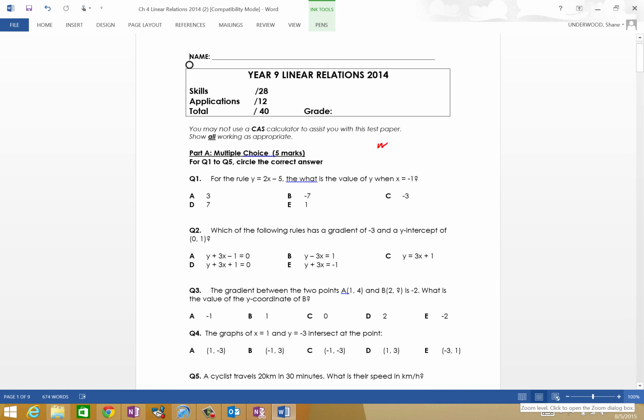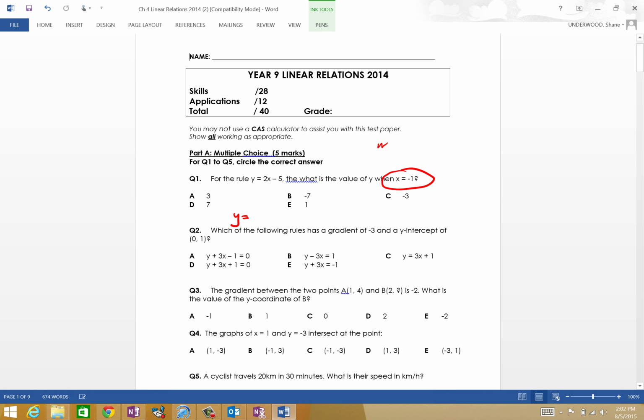Okay, now for this rule, question 1, we're going to go through last year's linear test. What is the value of y when x equals -1? What are we doing here? Yeah, we're substituting -1 into the equation.